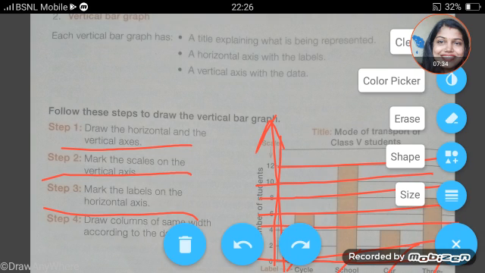Mark the labels on the horizontal axis. The labels, if you can just see, are cycle, school, car and so on. These are the labels which are marked on the horizontal axis. Draw the columns of the same width according to the data. So here you can have a column based on your data. So it happens that you'll get an accurate bar graph.